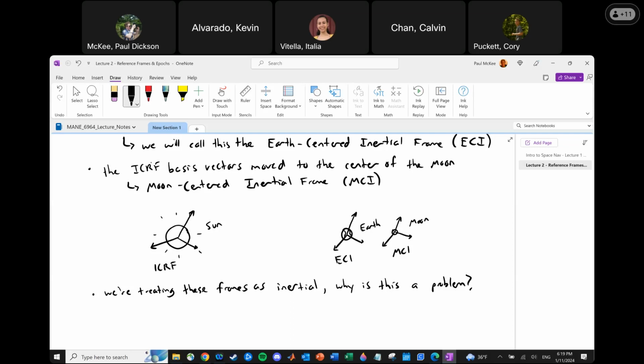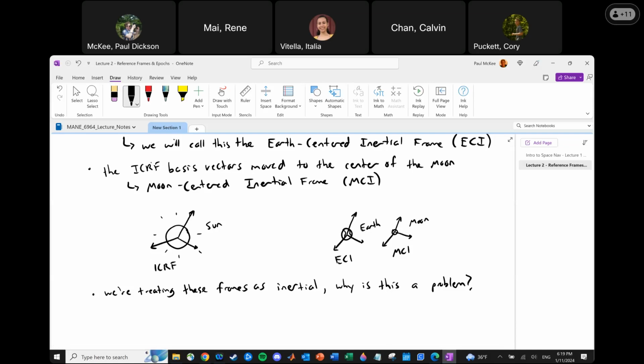Let's hear it. Inertial frames are frames that are not accelerating. Very good. And there's one other thing. Rotating, I suppose. Yep. So these are not rotating. So these are good, but they are accelerating, as in the reference point that they are centered about is accelerating.